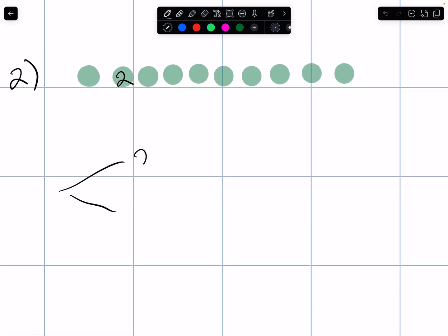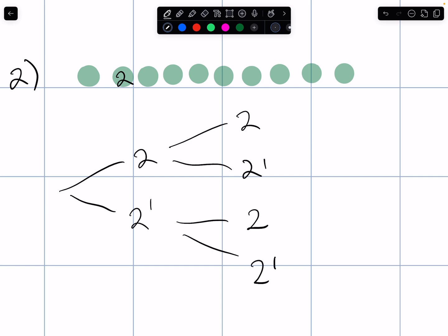We're either going to have a 2 or we are not going to pick a 2. Beautiful. Now, probability of picking a 2 the first time we know is 1 out of 10, and this is 9 out of 10. Now, this is where it changes because this is, remember, without replacement.